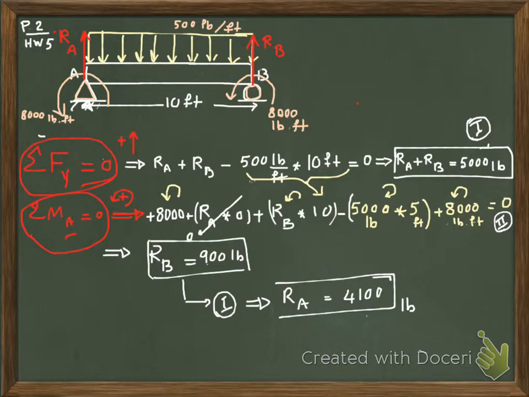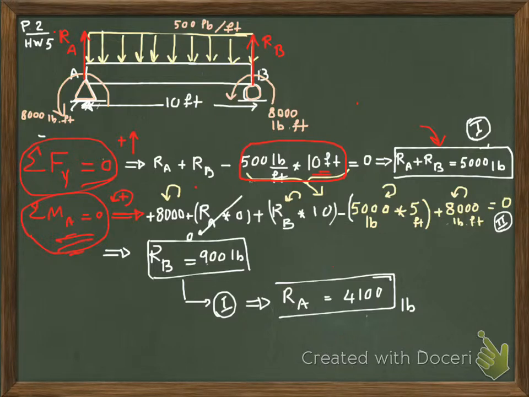Upward, I assume that it's positive. So I'm writing RA plus RB, and taking into account the force from the uniformly distributed load on top, right? I've got to multiply that density by the length of the whole beam to give me the total, or essentially the resultant force. That gives me the first equation. The second one comes from the moment balance.